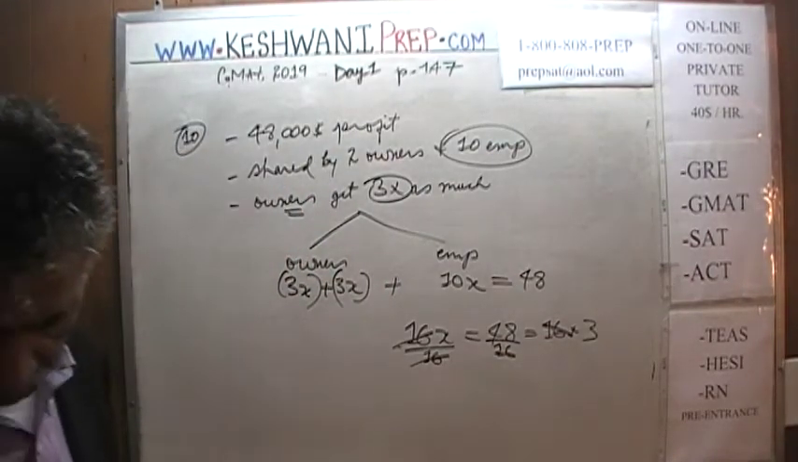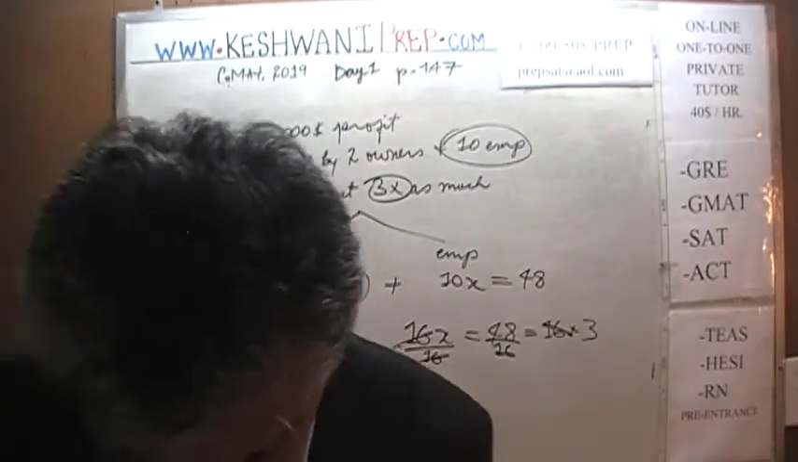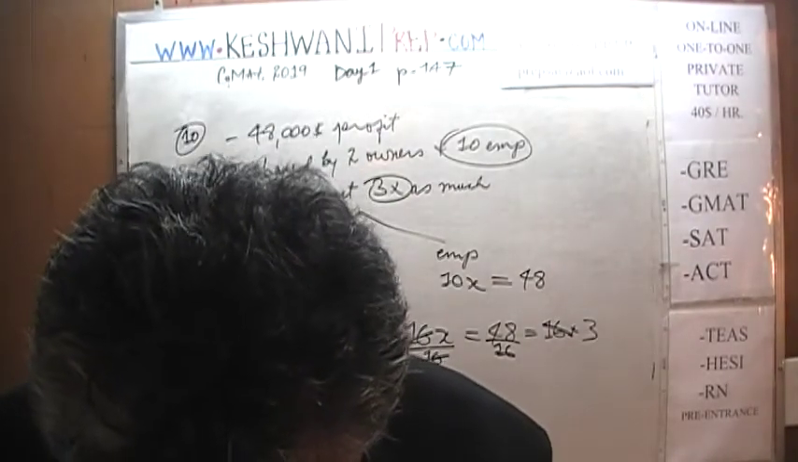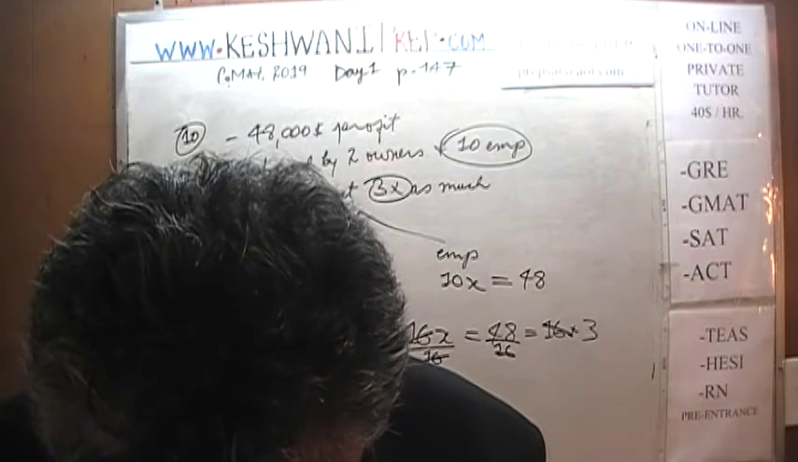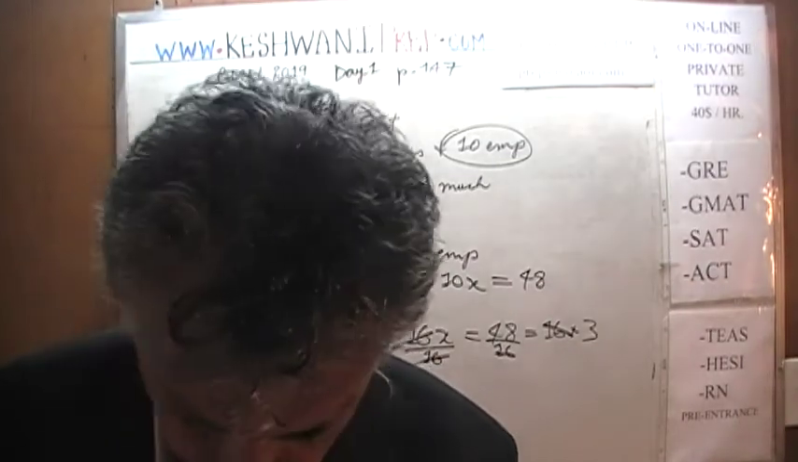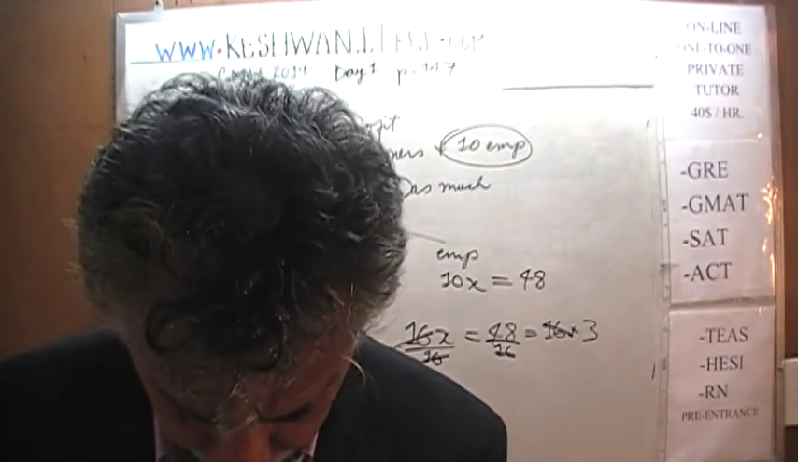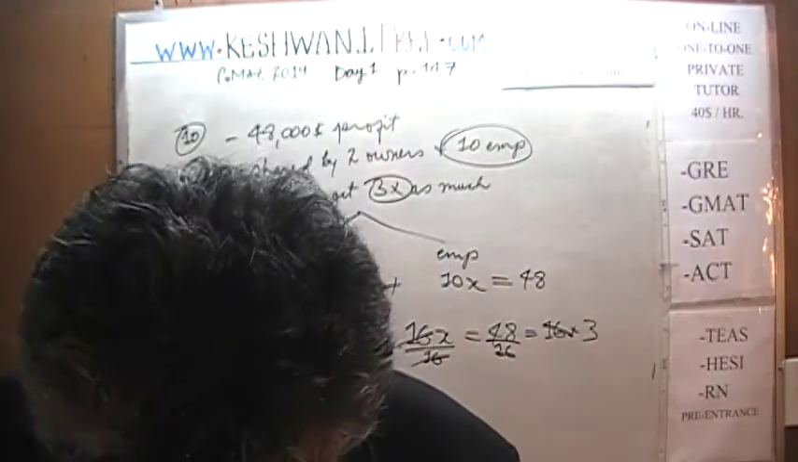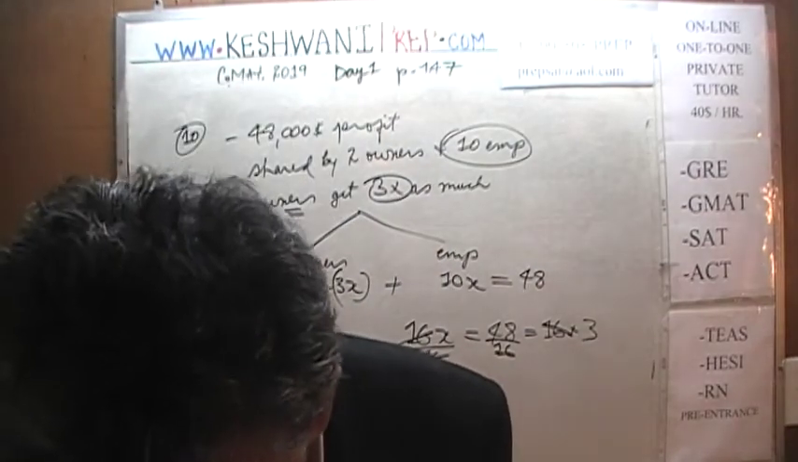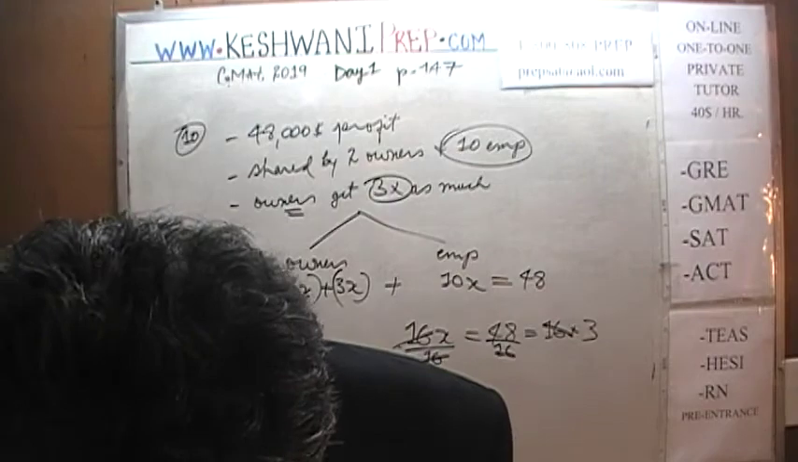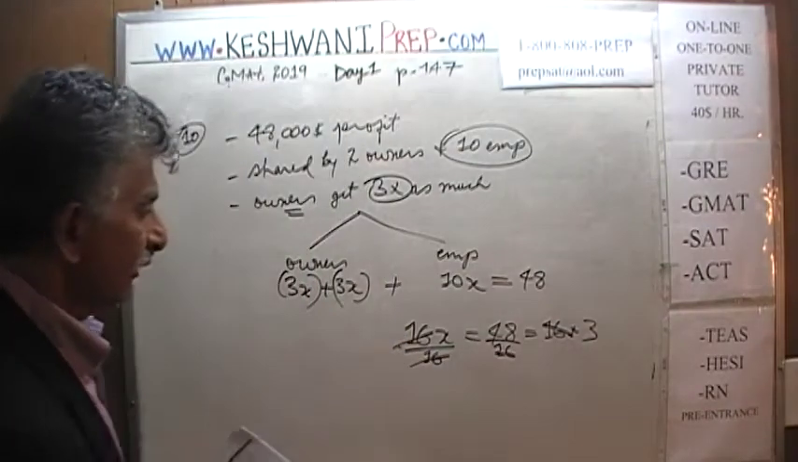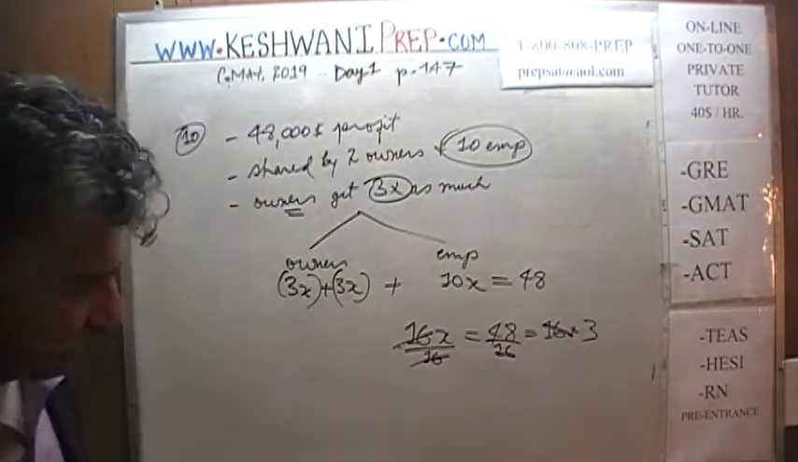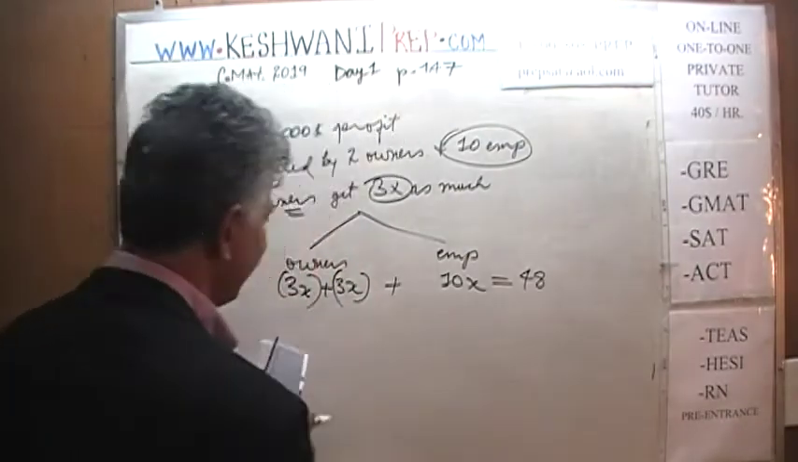X equals 3. What was the question asking? The employees or the owners? How many dollars? Number 9, I lost track of it. Number 10. What is the question asking? How much did each owner receive? Well, each owner received $3,000. And if you don't want to make it so ugly, just do it out.